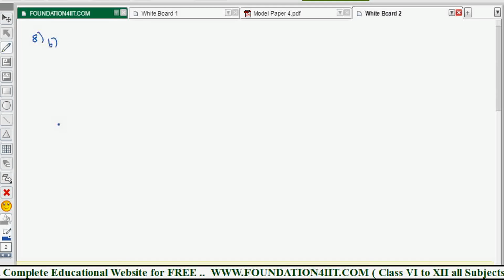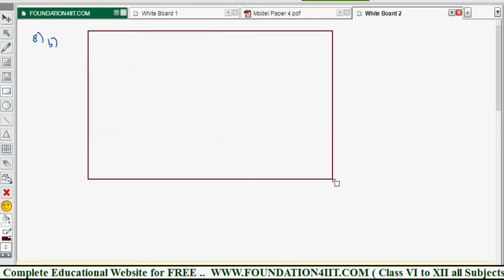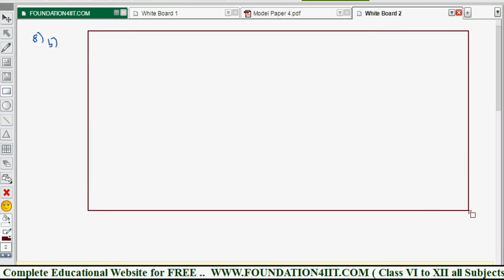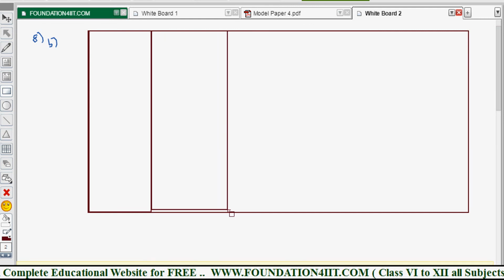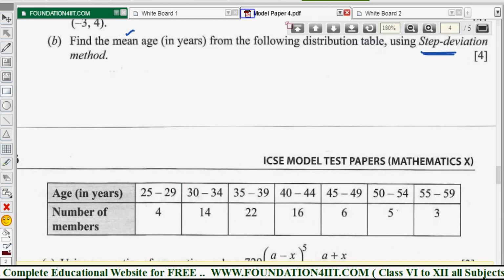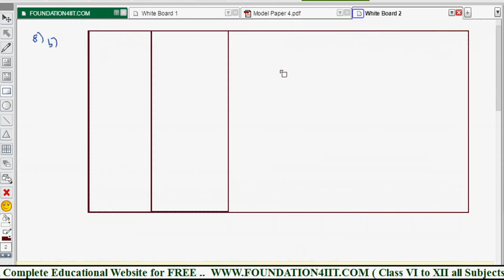So in this, take the table first. Then you can apply the solutions directly. We should take 2 columns from the question itself: age in years and the exclusive class interval. In the question it is 25 to 29, 30 to 34, but you have to convert into exclusive class intervals. Then number of members.